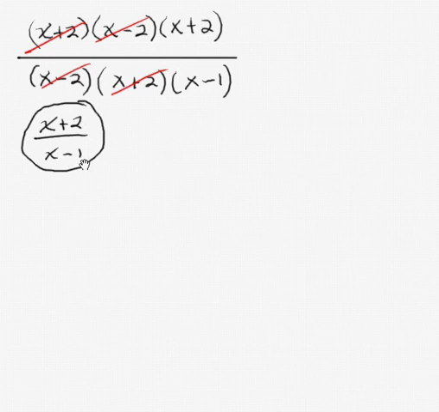Now, I find that students will do everything perfectly correct down to maybe this last step, and some of them will space out for a moment. So this is x plus 2. X is a term. This is x minus 1. X is a term. We cannot simplify it any further than what we have here.